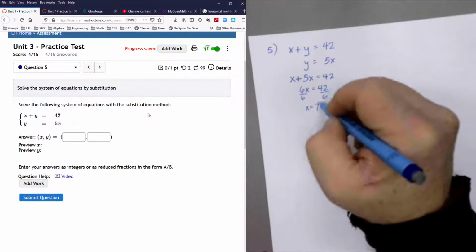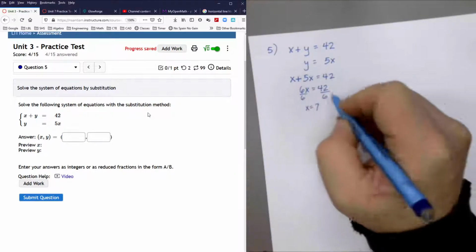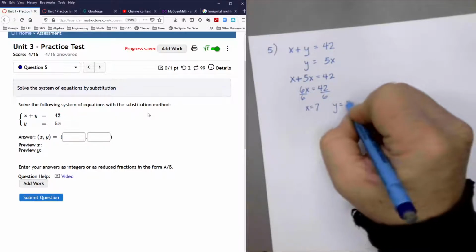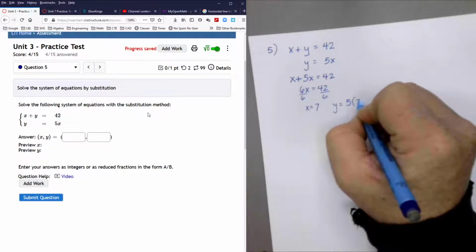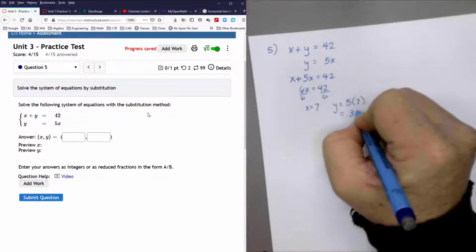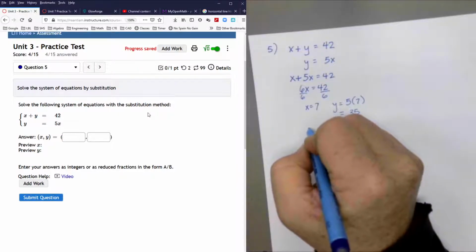But I know from right here, from this second equation, that y is equal to 5x. So y is going to be 5 times 7. y is going to be equal to 35. So my solution here is going to be the point 7, 35.